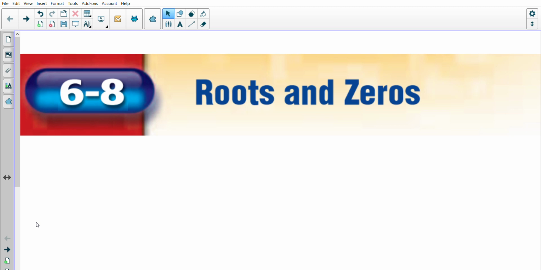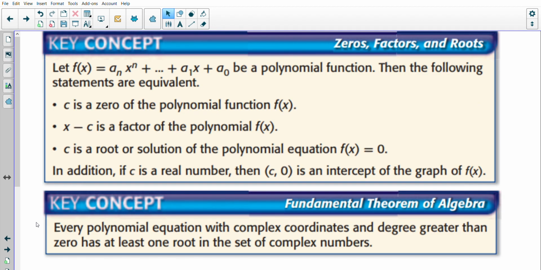In today's video, we're going to look at section 6-8, roots and zeros. And realistically, roots and zeros mean the same thing, so we're looking at the same thing. Okay, so zeros, factors, and roots.